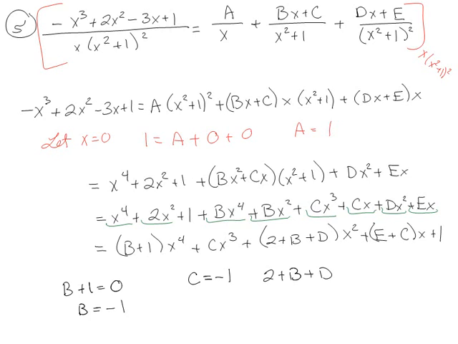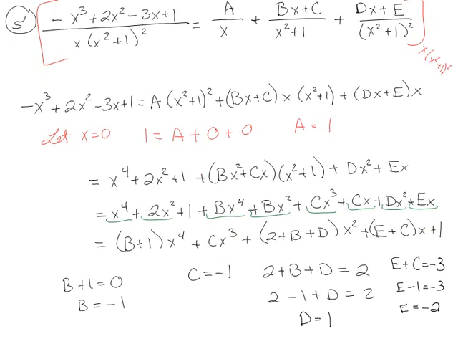Right, 2 plus b plus d. The x squared coefficient is a 2, so that means that 2, and I know that one, is that. So d has to equal 1. And then e plus c has to be the coefficient for the x, which is negative 3. e plus a negative 1 equals negative 3, so e equals negative 2. Yay.